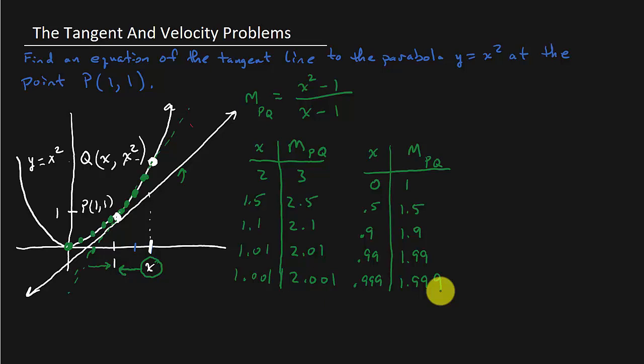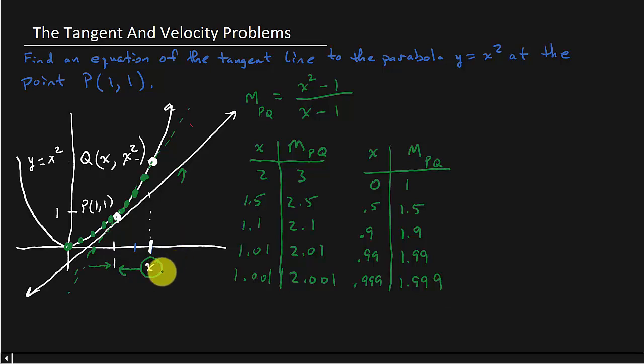So remember, I'm interested in finding the slope of the line. I can see that as I'm approaching 1 from the right-hand side, these x values are getting closer and closer to 1, and it looks like my slope is approaching 2. And as I'm getting closer and closer to 1 from the left-hand side, using these values, it looks like the slope is approaching 2 also.